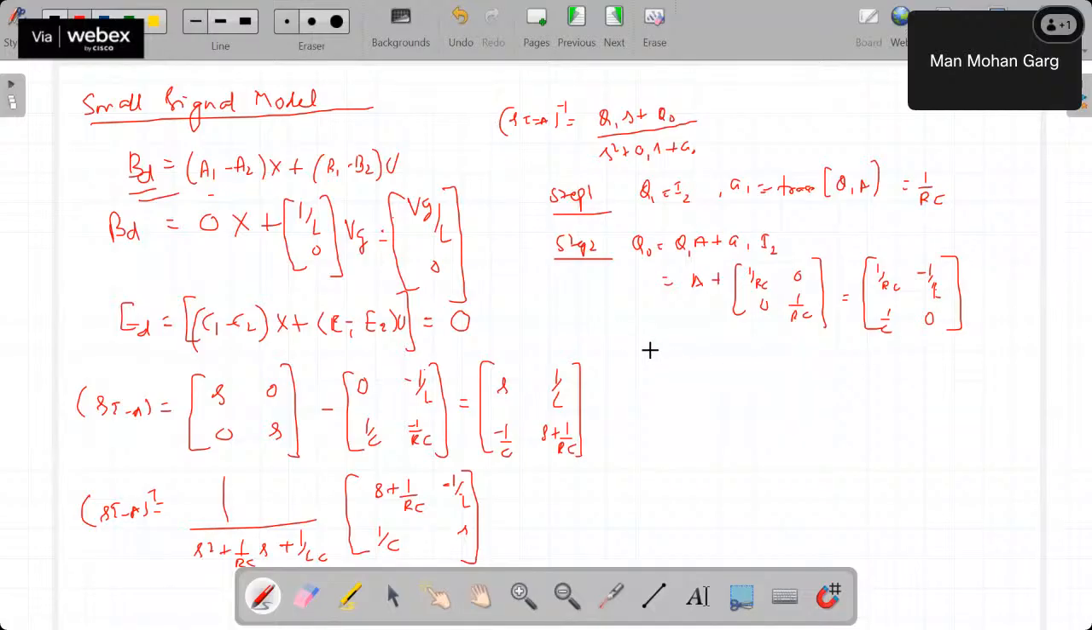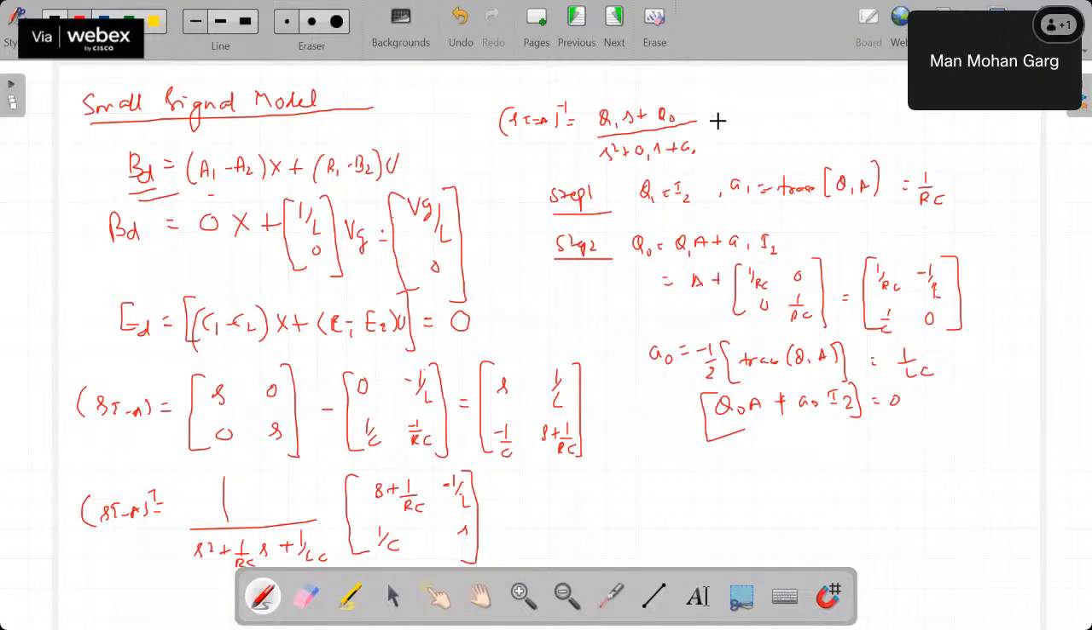Now, what is A naught? A naught is minus half trace of Q1 into A. If you simplify it, this comes out to be 1 by LC, right? So like that, we got A1, A naught and Q1, Q naught. Similarly, we can check that Q naught into A plus A naught I2 comes out to be 0, that we can check.